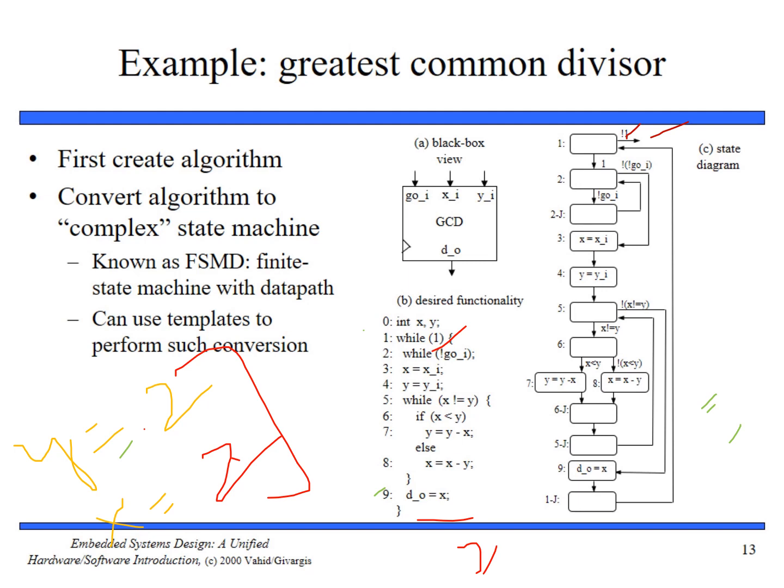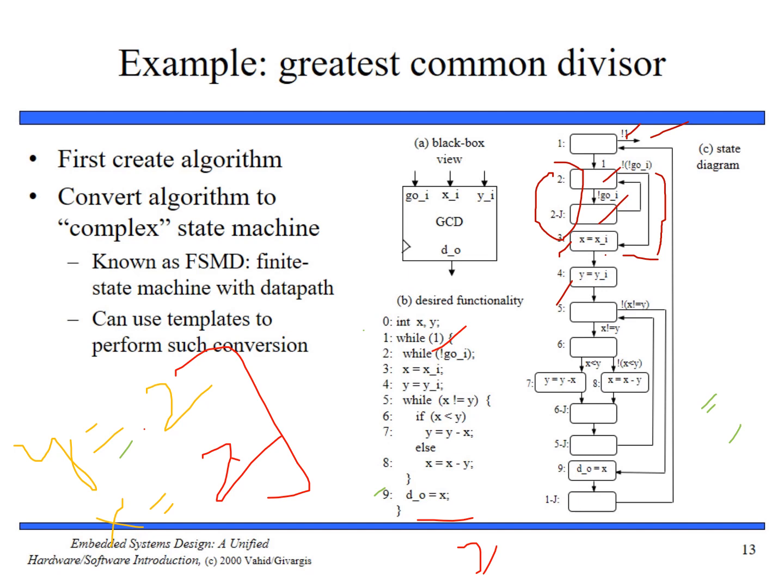Otherwise, if while 1 is true, it will go here. Now it will check again. If go_i is 0, it will come here and get stuck here. Otherwise, if it's 1, it will come here and assign the value of x_i in this and this. So this is a jump between 2 and 2j. So that's why we have labeled 2 minus j.